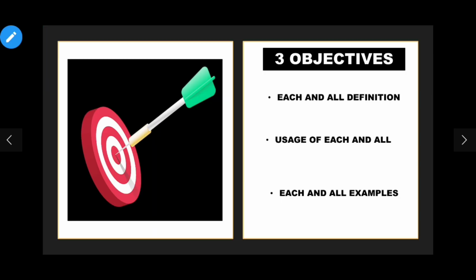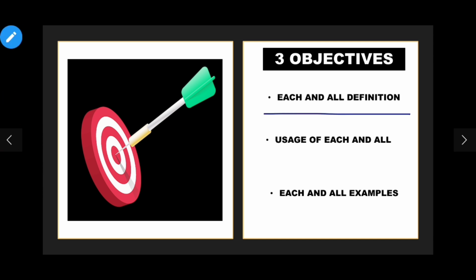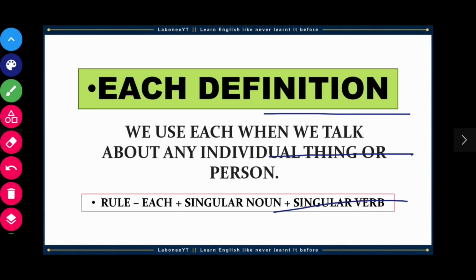So at first, I want to tell you we have three objectives through this video. First, to know the definition of each and all. Second one, usage of each and all. And the third one, each and all with examples. So these three objectives will be fruitful through this video one by one. So stay connected with me until the last part, because we are going to discuss something new throughout this video. Now let's go to the next part.